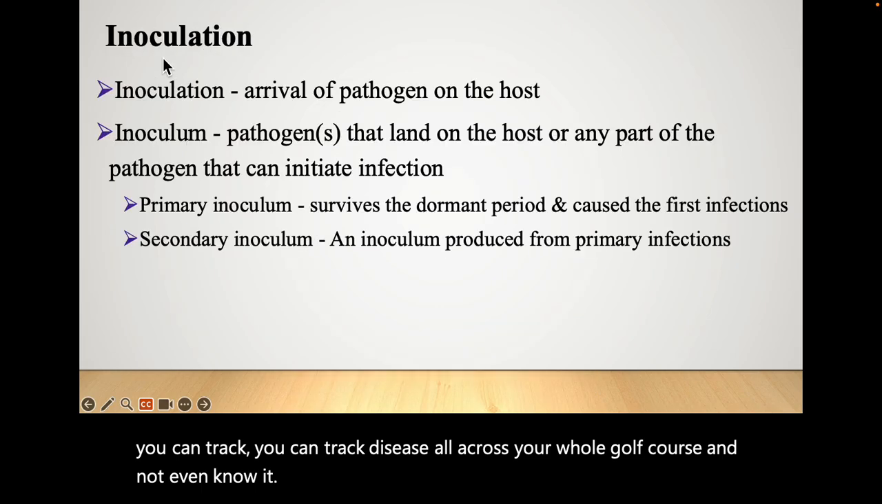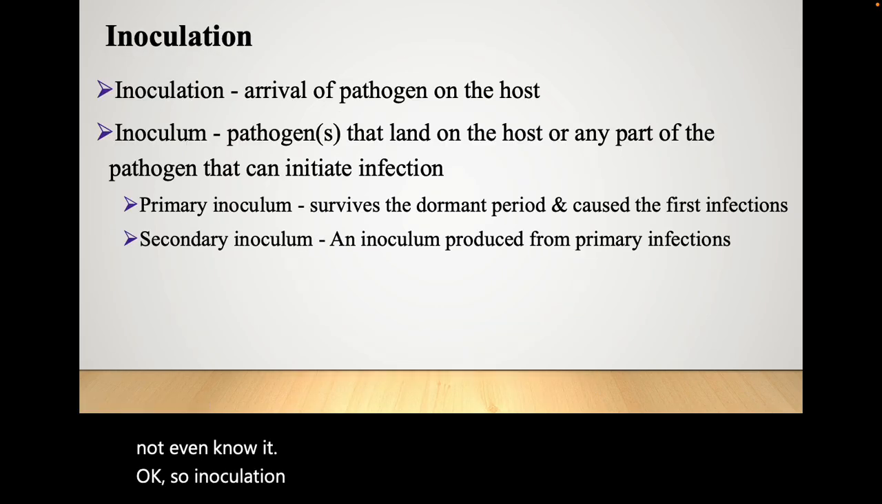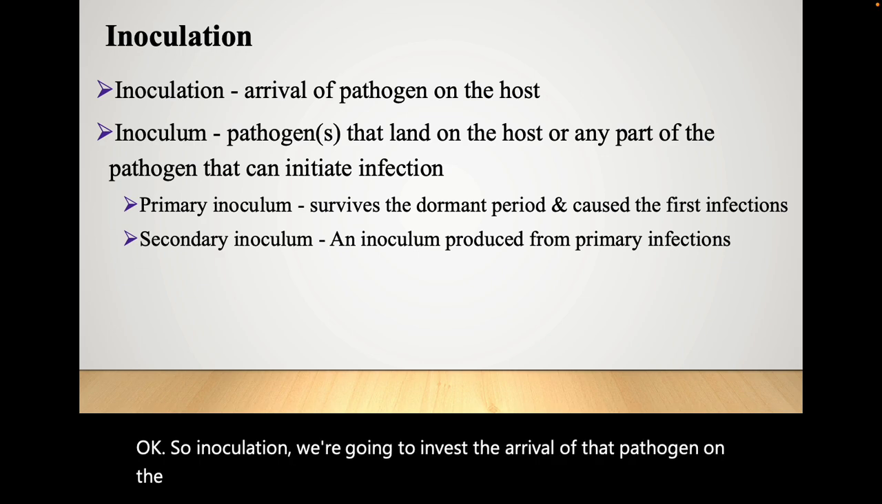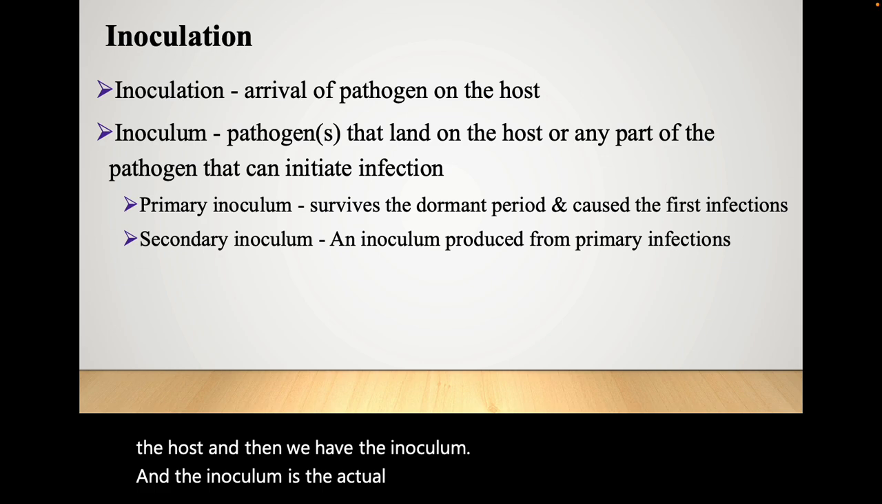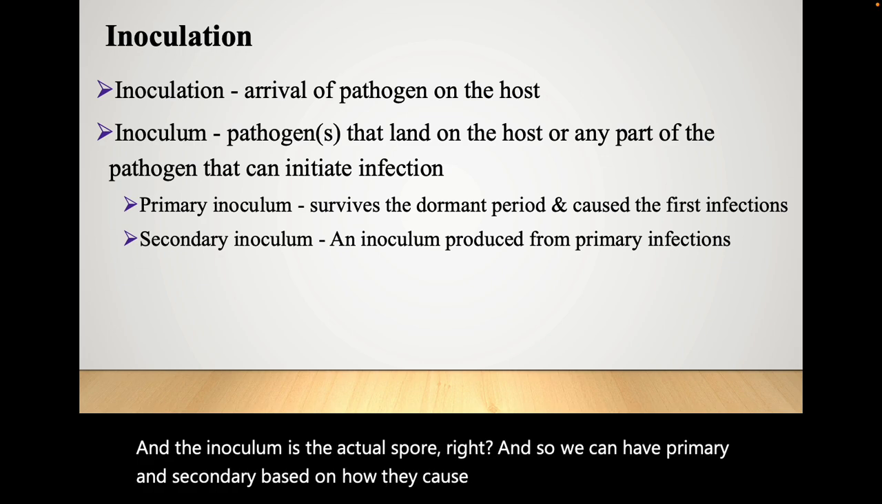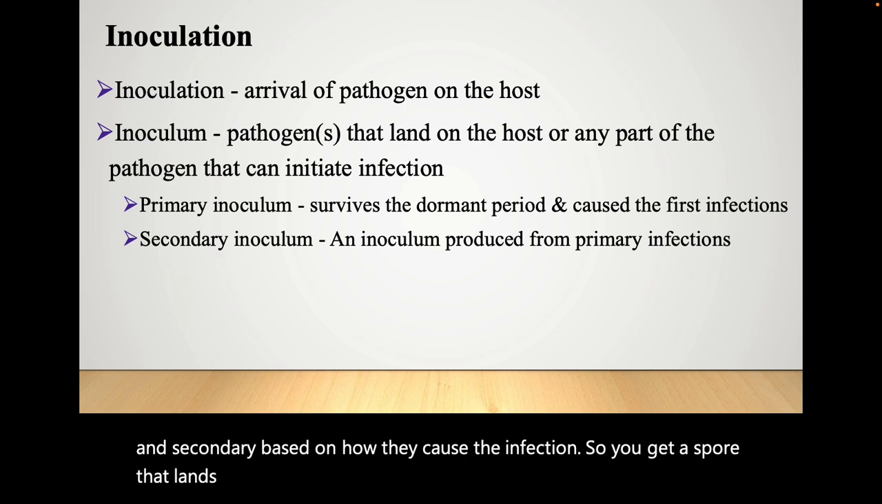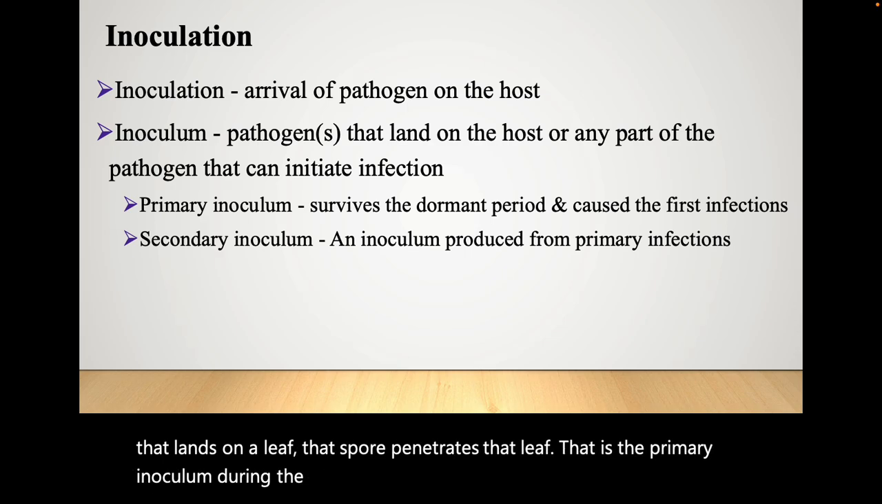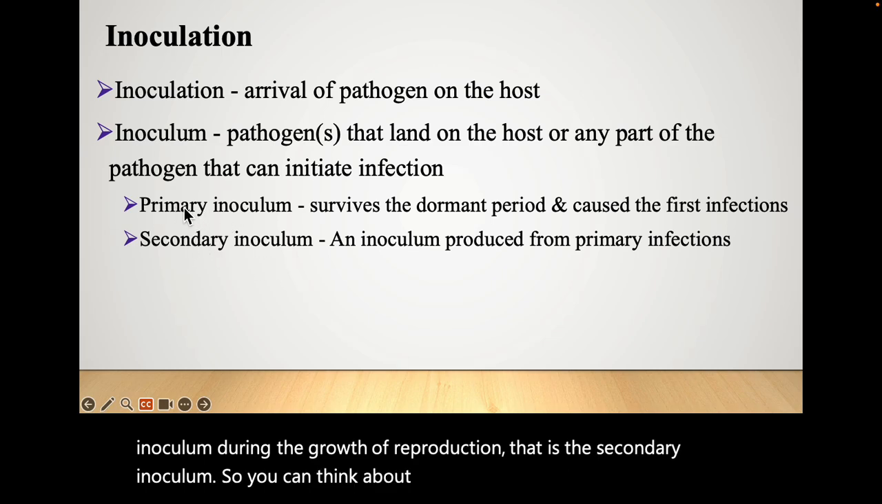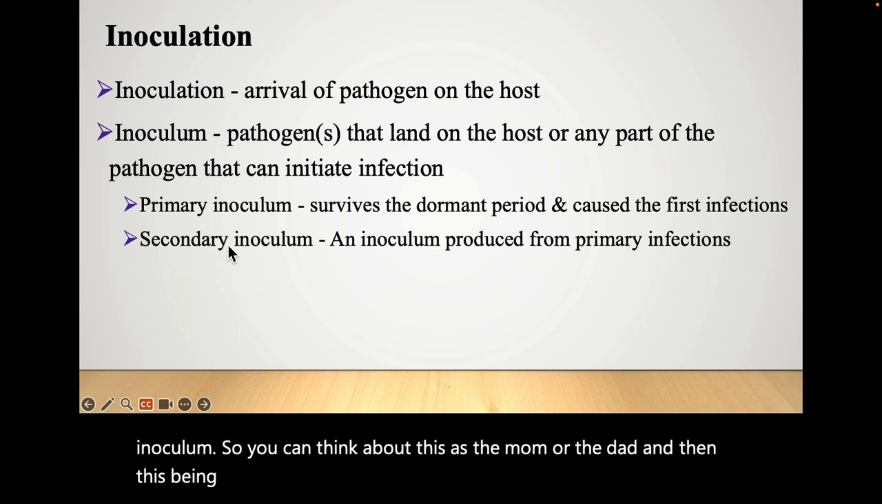Okay, so inoculation, that's the arrival of that pathogen on the host, and then we have the inoculum. And the inoculum is the actual spore, right? And so we can have primary and secondary based on how they cause the infection. So you get a spore that lands on a leaf, that spore penetrates that leaf, that is the primary inoculum. During the growth and reproduction, that is the secondary inoculum. So you can think about this as the mom or the dad, and then this being the second generation of that inoculum.